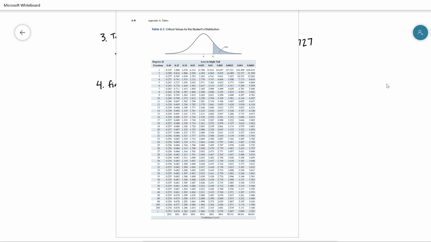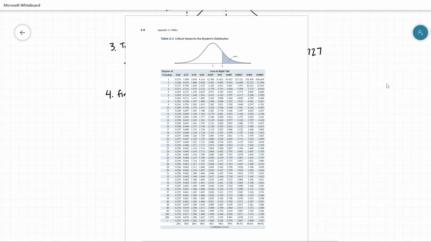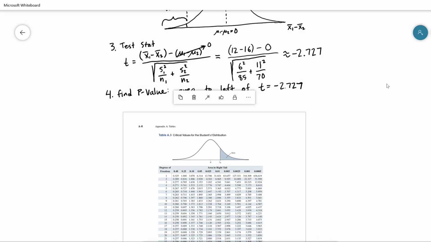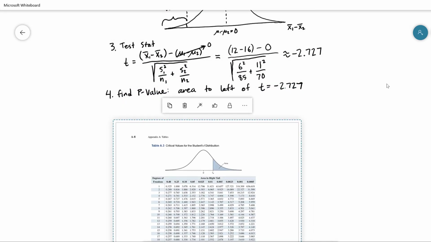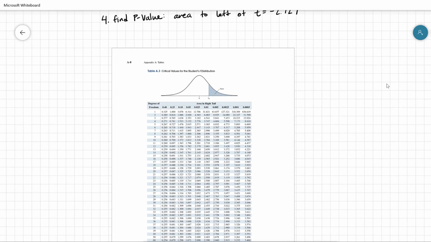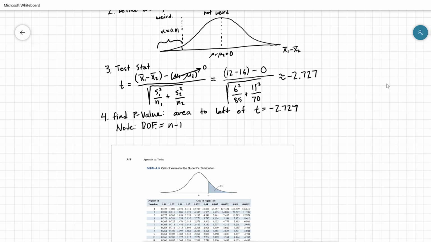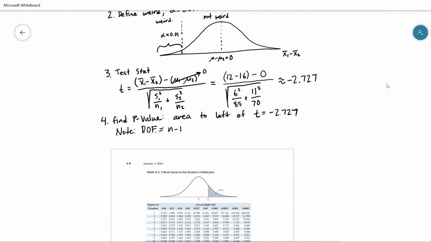The first thing that we need to do, going back to our problem, is to figure out what our degrees of freedom was. And this is going to be a little bit tricky because I need to figure out the area. I want to use this table. I need to know which row to use. So note, our degrees of freedom, we normally take n and subtract 1. But in this case, there's two different n's. There's n1 and n2. So which do we use? We don't have an n.